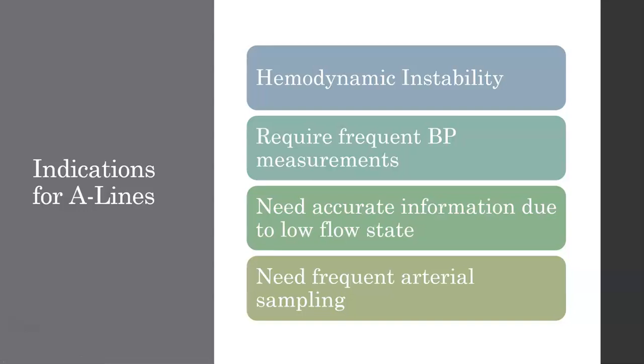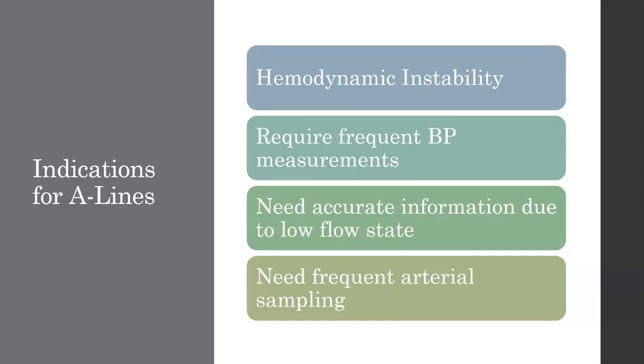Okay, so why would we need an A-line? Obviously if our patient is very hemodynamically unstable, if your patient is on vasopressors, you absolutely have to have a way to get a blood pressure. And if you stop being able to get blood pressures in your arm, your leg, whatever, with a cuff, an A-line is your next step. It's an arterial blood pressure, and it's the most accurate.